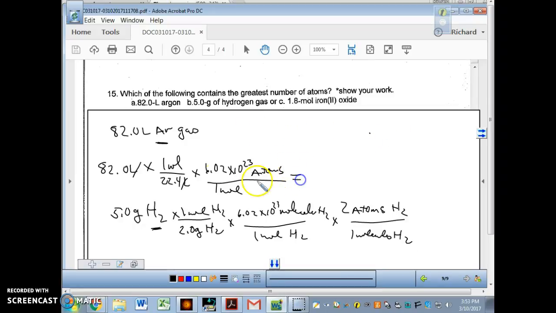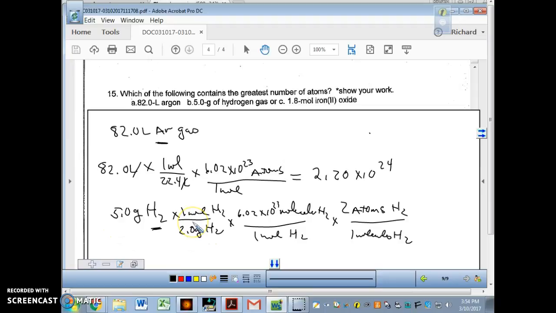So this is equal to 82 over 22.4 times 6.02 times 10 to the 23rd. So we'll knock that out on the old calculator. 82 divided by 22.4 times 6.02 times 10 to the 23rd. And we get here 2.2. And we got 3 sig figs, so 2.20 times 10 to the 24th.